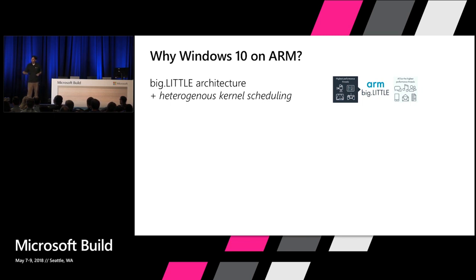So it's cheap and instantaneous for threads to move and migrate between the big core and the little core. It's easy. In fact, most users don't even realize this is happening. To take advantage of this architecture, what we did inside Windows is add a new policy into the kernel scheduling. We call this the heterogeneous kernel scheduler.